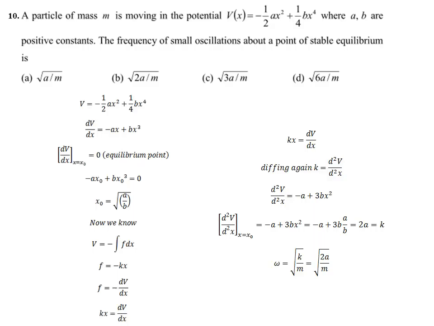Finding dV by dx, we get minus a x plus b x cube equal to 0, and substituting x equal to x0, we get it as 0. So x0 is equal to root of a by b, and finding k, we get k equal to minus a plus 3b x square. Substituting x equal to x0, we get k equal to 2a, and since mass is m, omega is equal to root of k by m, so omega equals root of 2a by m.